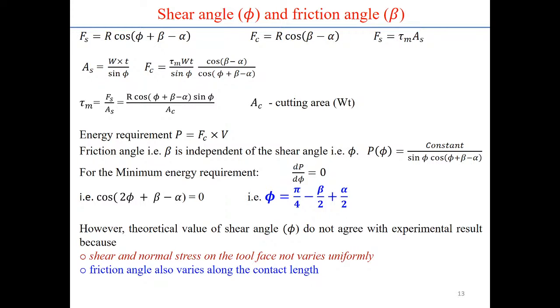But maybe this is a very ideal situation, because lots of assumptions are there. For example, that the shear stress and normal stress of the tool force do not vary uniformly. There may be a distribution not uniformly varying, or the friction angle also varies along the contact length. So if you take the realistic case, it is different, and then you have to consider the other aspects also, and then we can get some other relation.